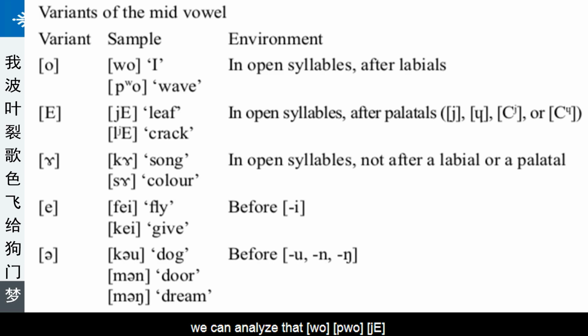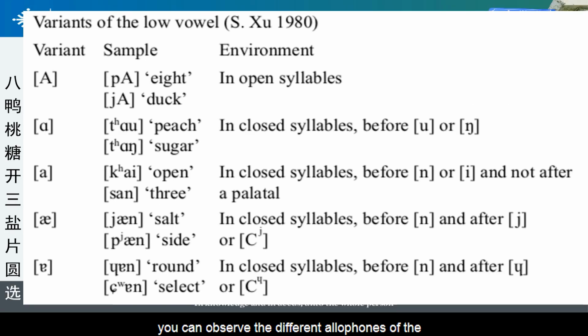In this case, we can analyze that 我波叶列歌色飞给狗门梦. Okay, at least 5 allophones here, according to some scholars, can be regarded as the variation of the same phoneme.